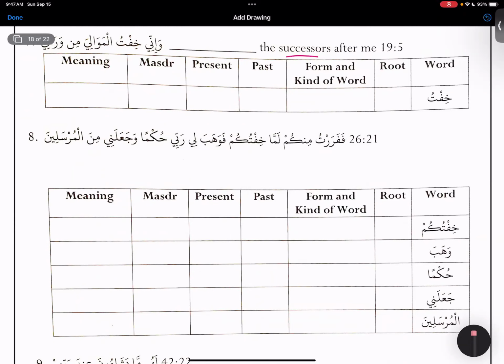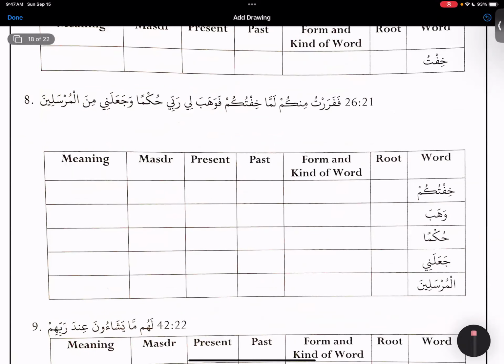Who is talking? I fled minkum from you all. Lamma khiftukum, when I felt fear from you. Who is talking? Hazrat Musa alayhi salam talking in front of Pharaoh. Fafarartu minkum lamma khiftukum, because he did a murder, right, by accident, and then he fled. So now when he came back, he is explaining, because they said, how come you are a Rasul? How come you are claiming to be a Rasul?